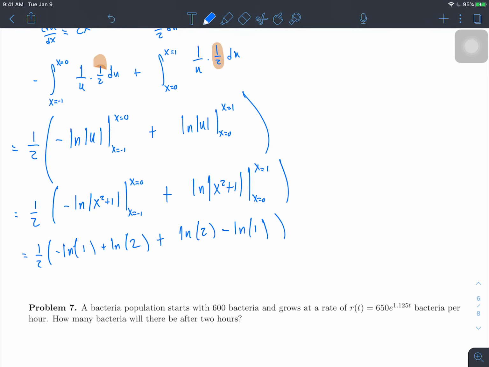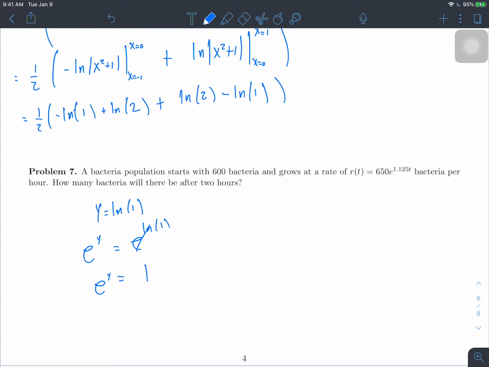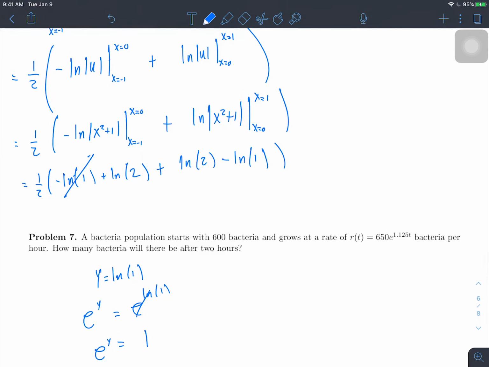Not 1. If I do y equals ln of 1, the corresponding exponential equation would be, if I raised both sides to the e power, e to the y equals e to the ln of 1. Remember, e and ln are inverses, so the right-hand side would just become 1. So if I take e to some power and I get 1, what was the power? 0. So ln of 1 is 0.